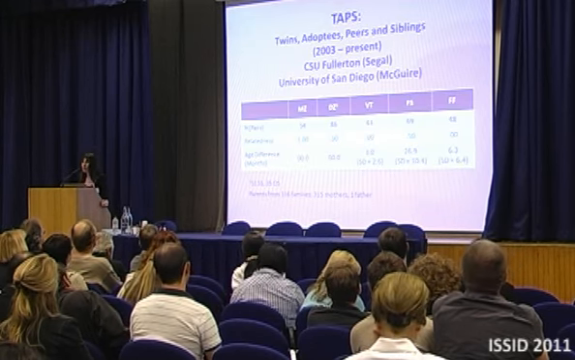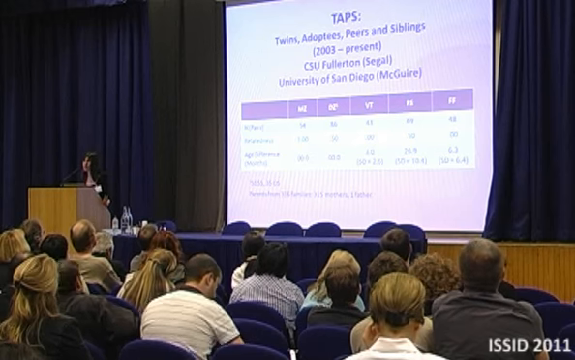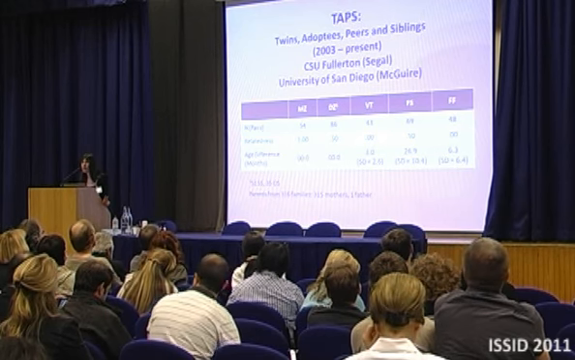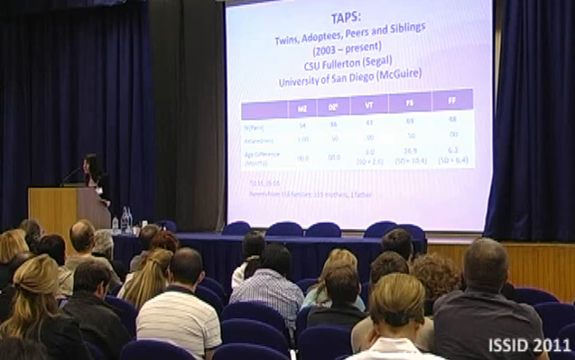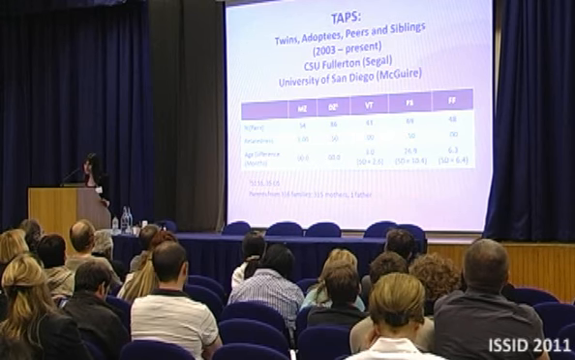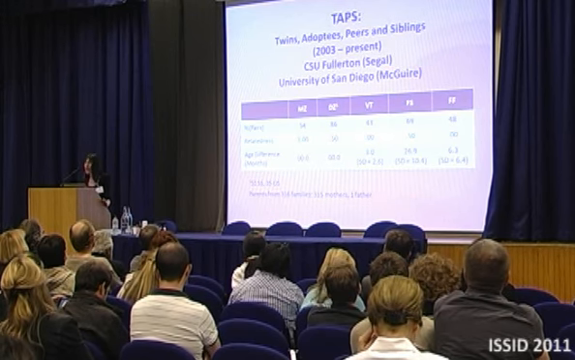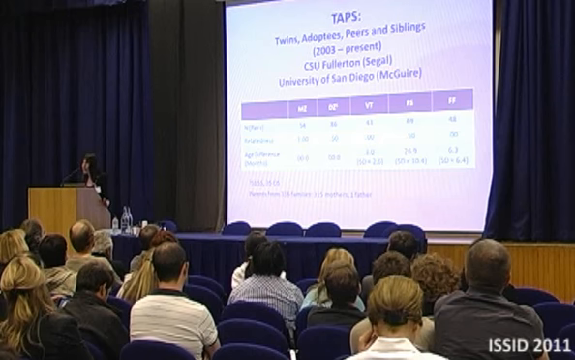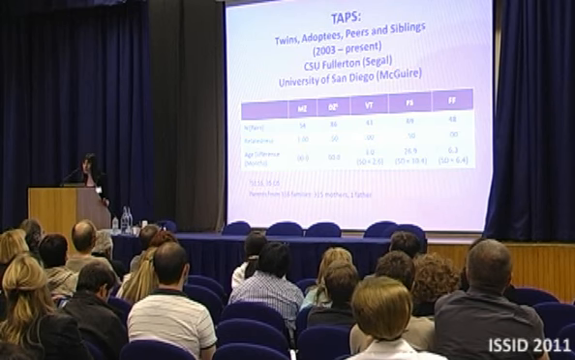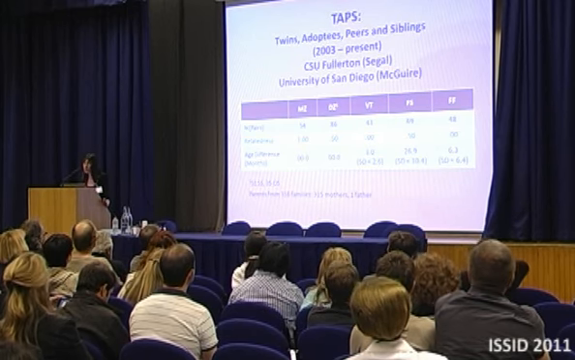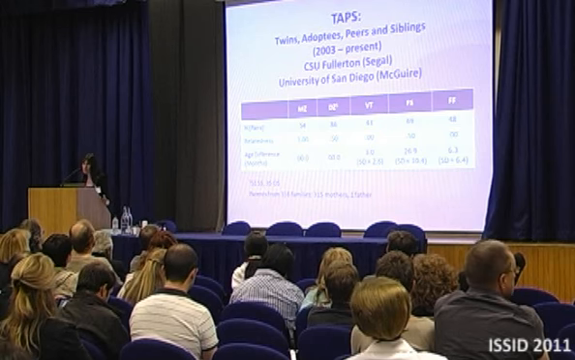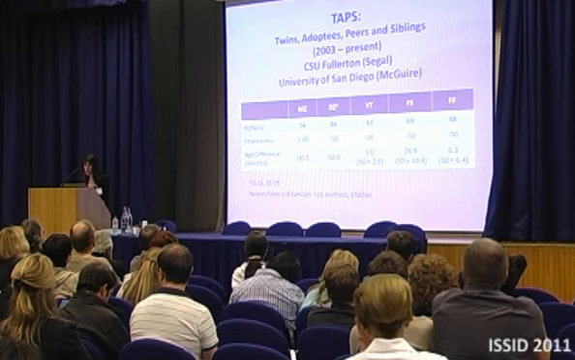Okay, in the 2 or 3 minutes I have left, I'm going to talk a little bit about some of the other work I've done with virtual twins in collaboration with Dr. Shirley McGuire, who was at the University of San Francisco, not the University of San Diego. And we have a study that's called TAPS, which has been in progress since 2003. It refers to twins, adoptees, peers, and siblings. And it's a very comprehensive behavioral genetic design.